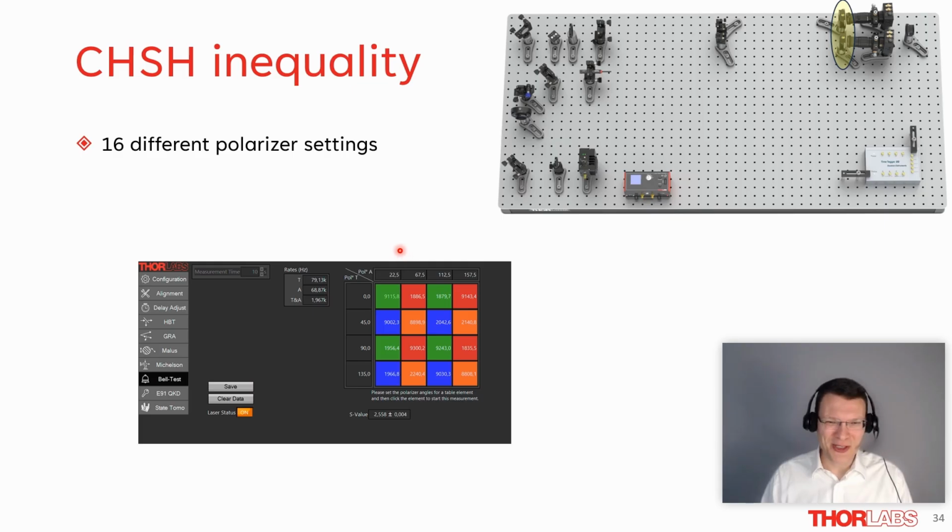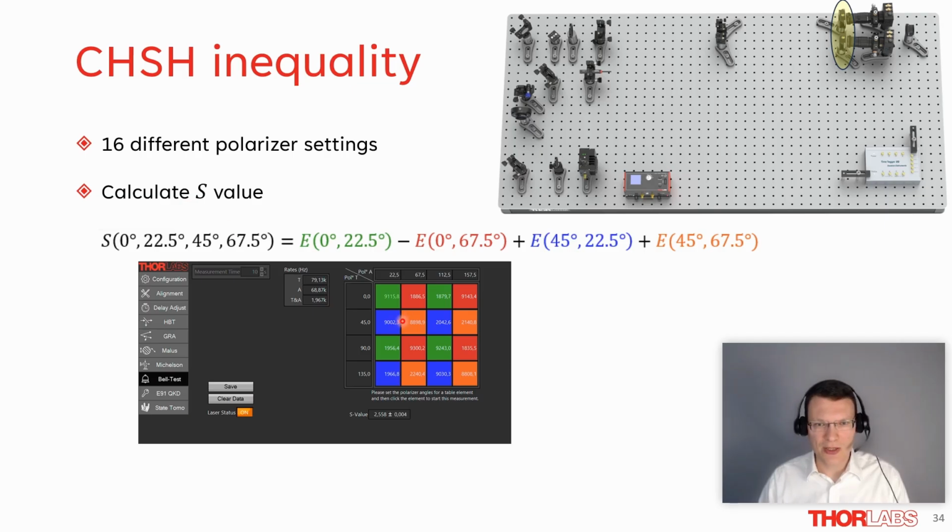So as I said, you have those different polarizer settings. What you see here is a screenshot of our software, and you have this 4x4 matrix where on one axis you have the upper polarizer setting, and on the horizontal axis you have the lower polarizer setting. What you calculate from these values: you're measuring for a certain time, and you're measuring these coincidence rates, so how many photon pairs arrive at the detectors, and then from those rates you calculate the so-called S value.